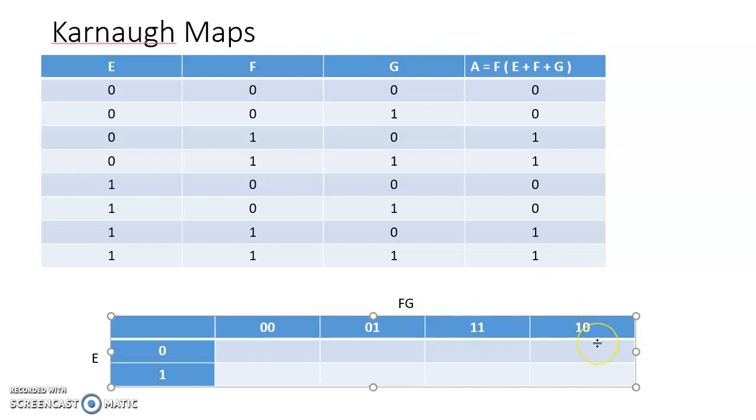So once the table is laid out, it's a matter of looking at these inputs and asking what the values from the table are. When E is false, F is false, and G is false, the expression is 0, so this is 0. Here, E is false, F is false, G is true. The result is 0.